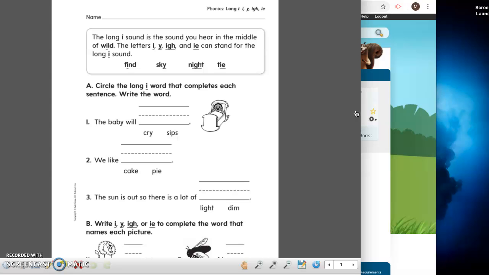So right here, just for tutorial purposes, let me show you some of the icons. They have the same worksheet that I posted on Dojo. It's right here. Circle the long I word that completes each sentence. Write the word. So the baby will cry or sips. So they will write the word cry. You can get the little pencil, and then you can write the word right here. It doesn't have to be perfect.